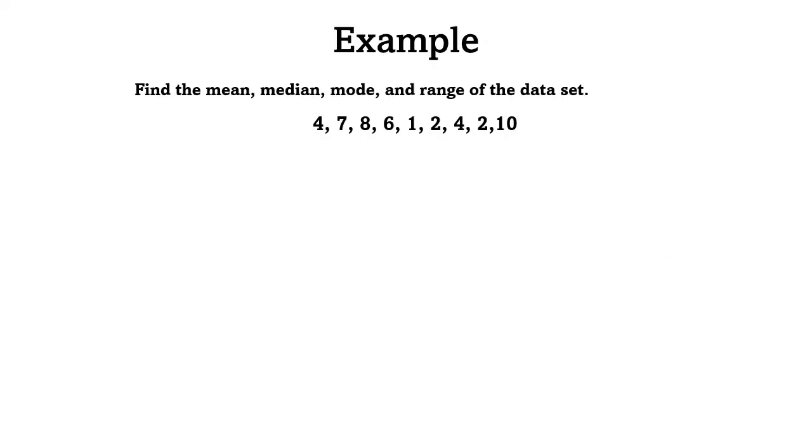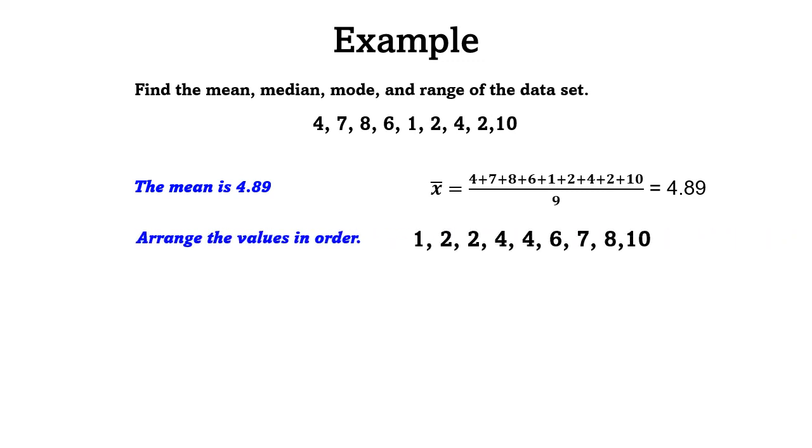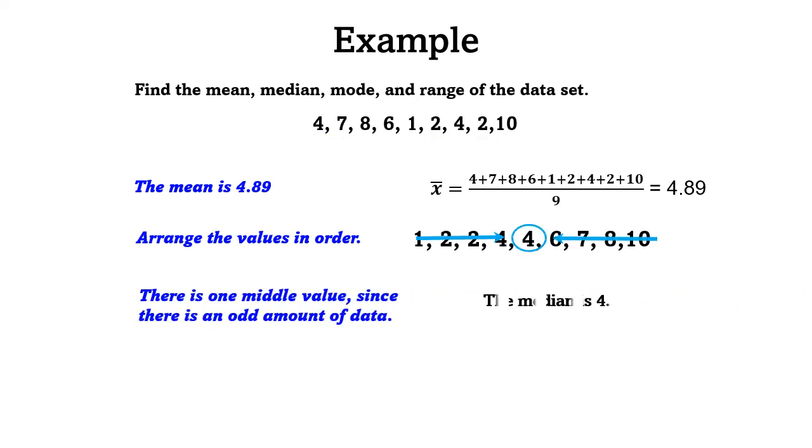Another set of values. We need to find the mean, the median, the mode, and the mid-range. First of all, the mean: we're going to add them and divide by how many numbers we have. So the mean is 4.89. Now for the median, we need to arrange them in order. We have 9 numbers, so we're just going to take the middle number. So the median is 4.